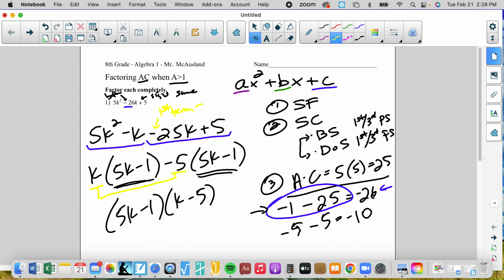And now I do a quick check. I FOIL that back out to make sure that I get my trinomial. That gives me 5k squared. My outside is negative 25k. My inside is negative k, which gives me negative 26k. And then my lasts give me a positive 5, which checks. So that's quick. I don't know how long that problem took, but once you do this efficiently, you can do these problems relatively fast.